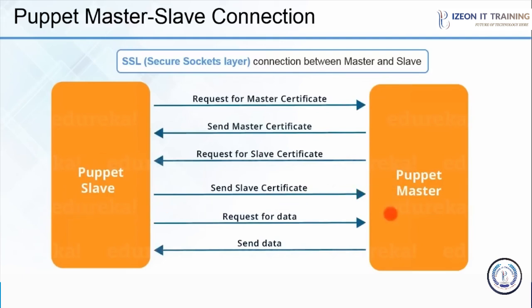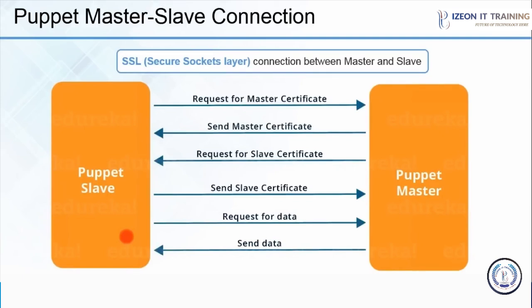Now what does Puppet Master have to do? Puppet Master has to sign that certificate, all right? Once it has signed the certificate, the Puppet slave can actually request the data, or the configurations. And then finally Puppet Master will send those configurations onto the Puppet slave. This is how Puppet Master and slave communicate.